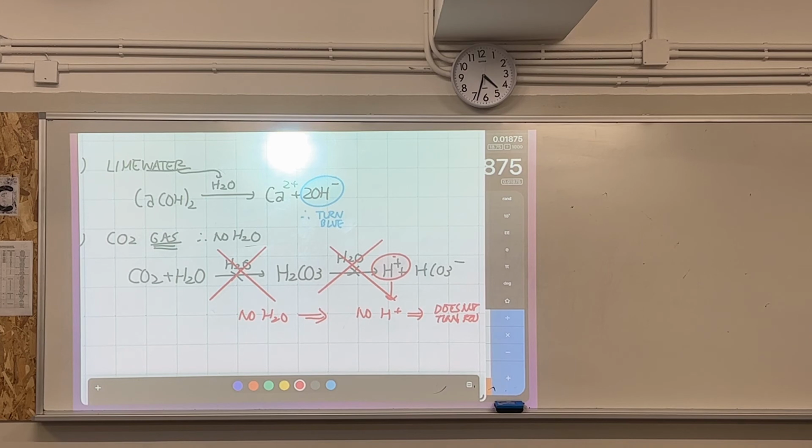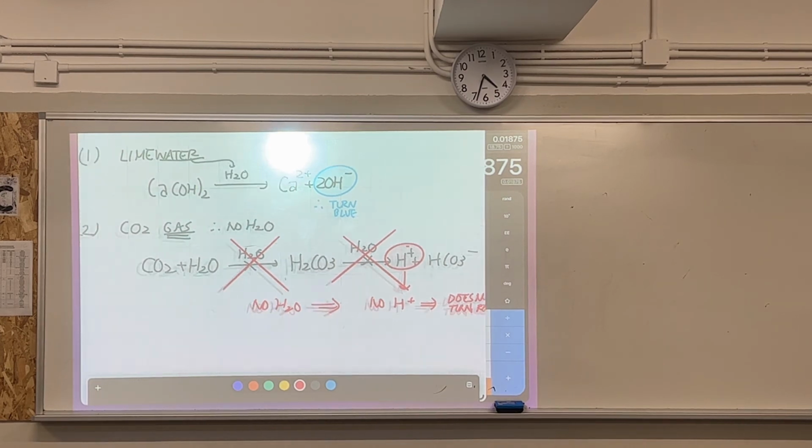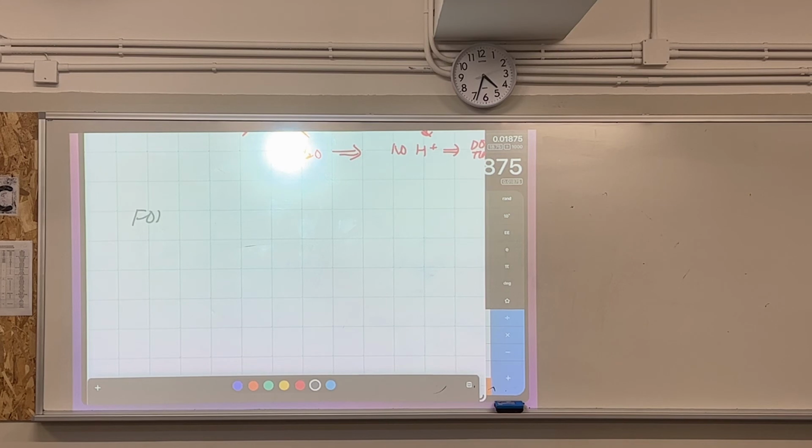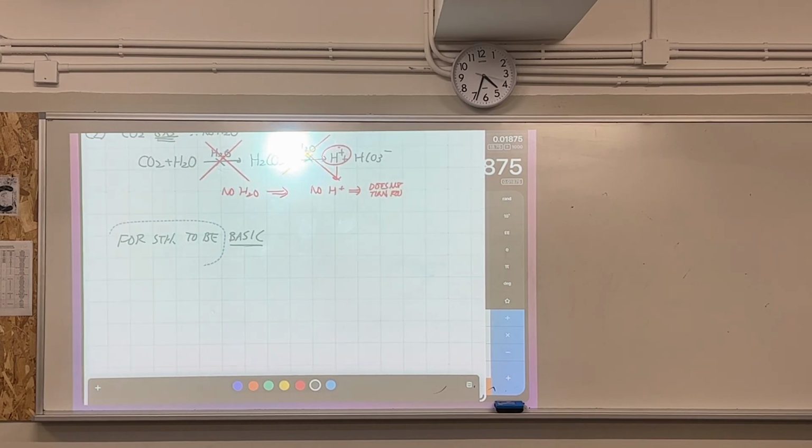What about citric acid crystal? This is not a solution. So therefore, put down these requirements for me. For something to be basic and for something to be acidic, what requirements do they have to check? Water. First of all, they must both have water. So I'll copy this first.